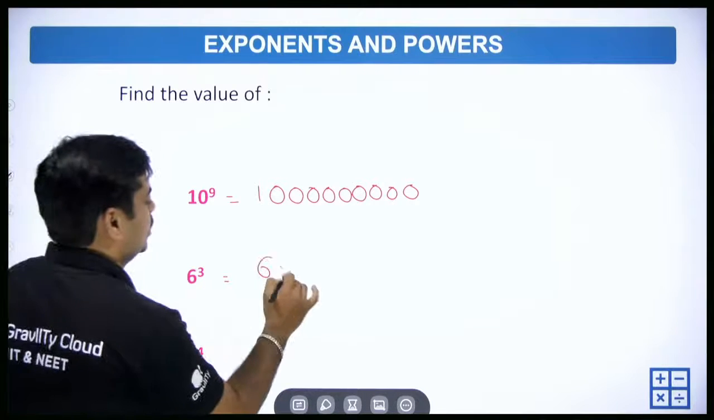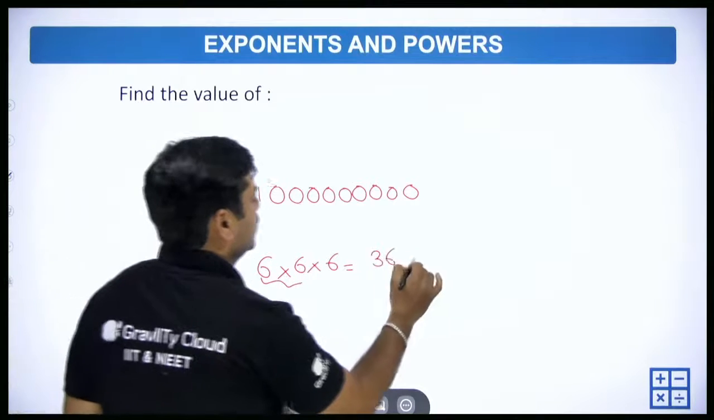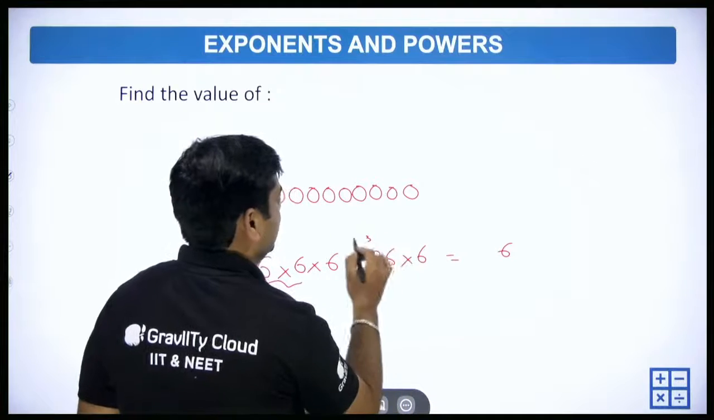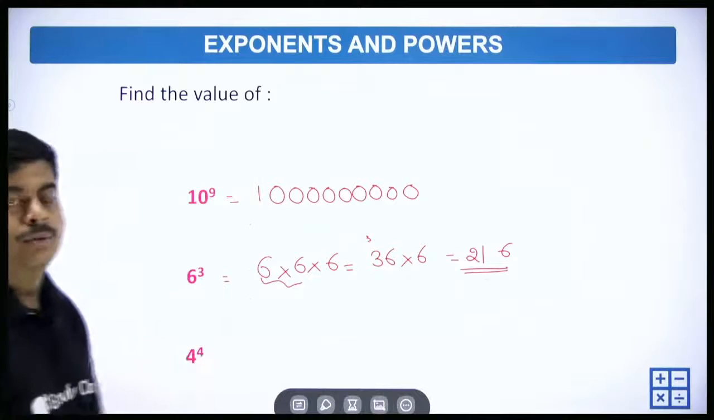6 cube, 6 into 6 into 6. 6 into 6 is 36. 36 into 6: 6 6s are 36, 6 3s are 18, 19, 20, 21. So that becomes 216.